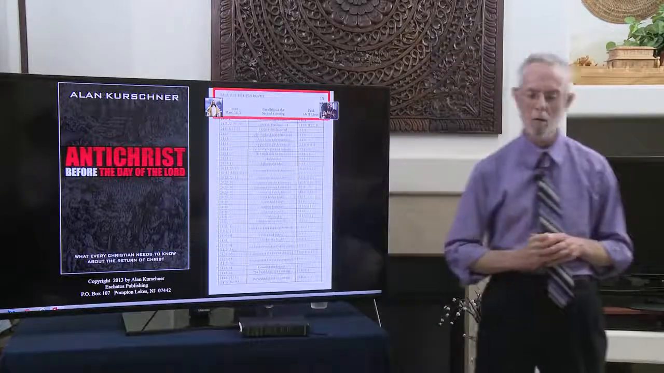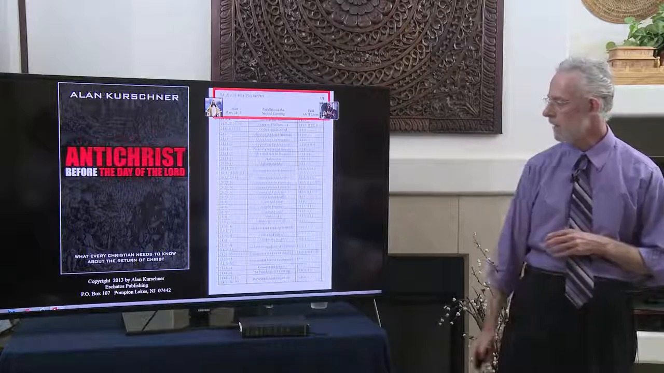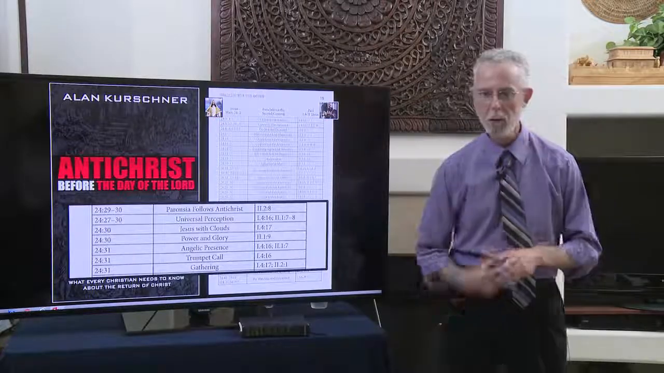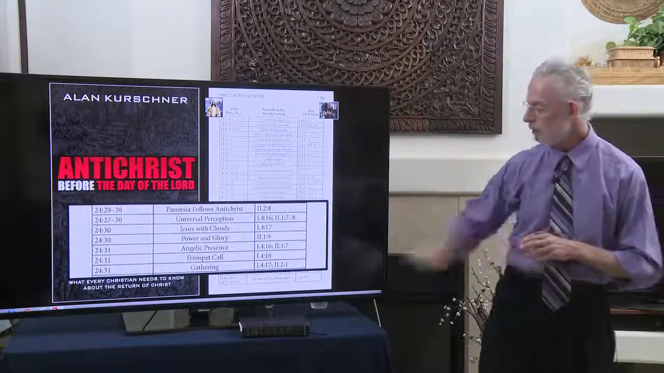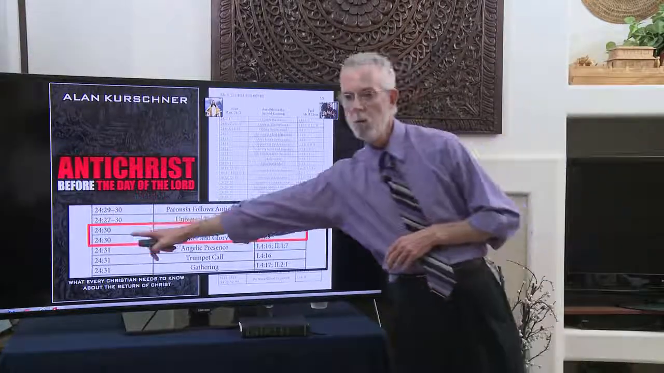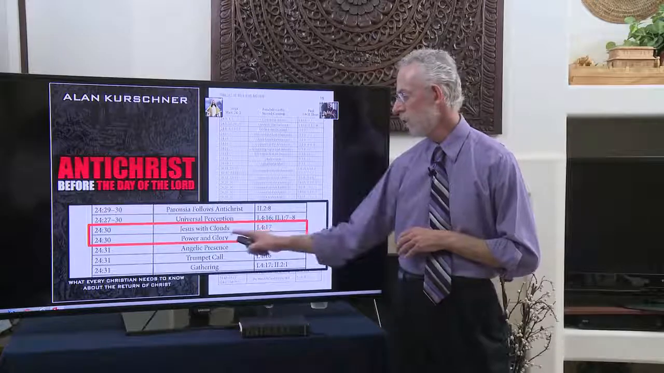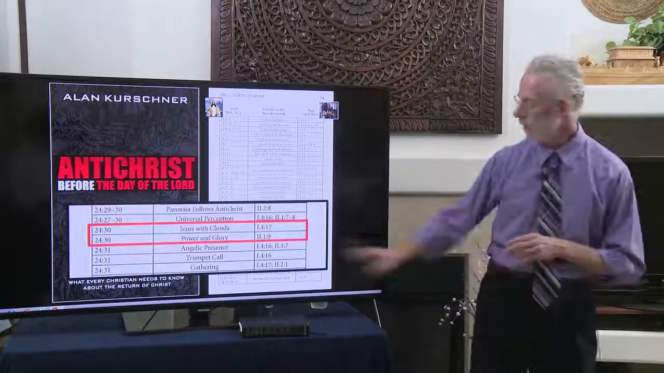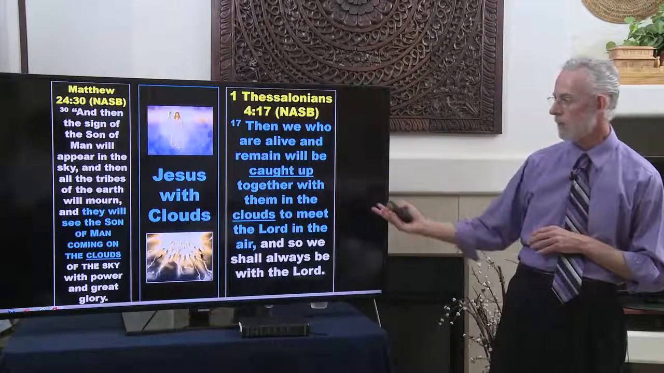Now, in this book, on page 179, Alan has a chart showing the parallels between Jesus and Paul, between what Jesus said in Matthew 24 and 25 and what Paul said in 1 and 2 Thessalonians. And again, I'm not going to go through all 30 of those parallels because we'd be here all night, but last week I showed you a few of those parallels. Two of them are from Matthew 24, verse 30. Jesus said he's going to come with the clouds in power and great glory, which is the same thing the Apostle Paul said.